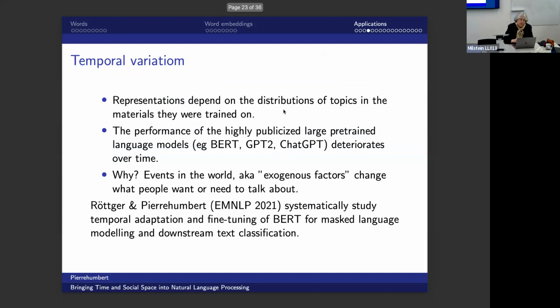Okay, now let's look at temporal variation. Obviously, representations in a model like BERT depend on the distributions of topics and the materials they were trained on. And a big problem then is that they deteriorate over time. Google DeepMind has a whole team working on this. They always get worse over time. Well, why would that be? Because there are events in the world, exogenous factors is a fancy word for that, that were not foreseen and that changed what people talk about. So whatever distribution of topics you had up to 20-whatever, now we are some years later, it's not correct. So here we looked systematically at temporal adaptation and fine-tuning of BERT for the original training task and also for text classification.